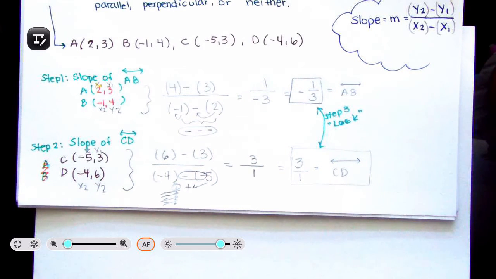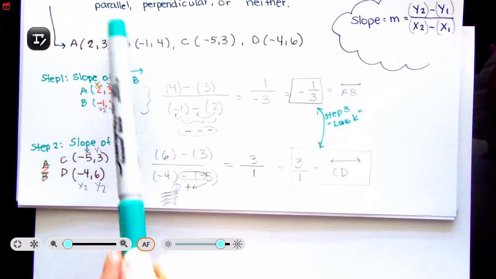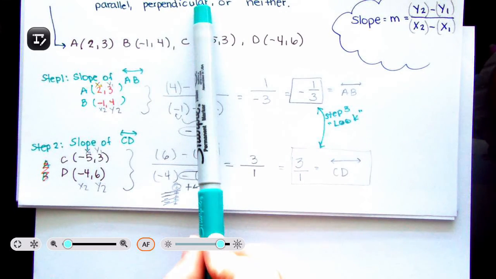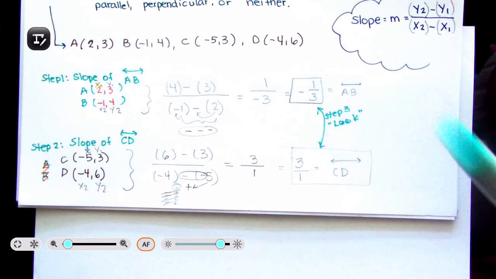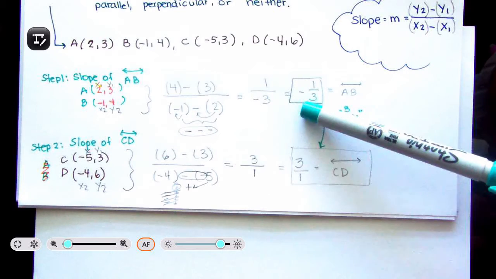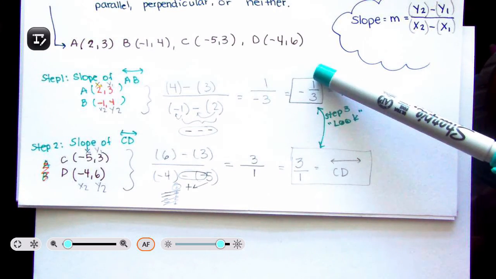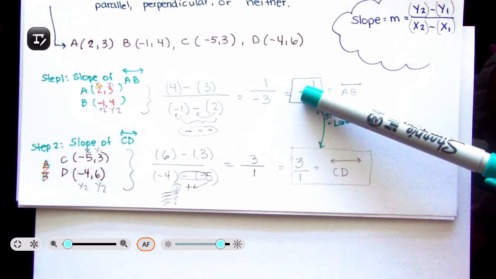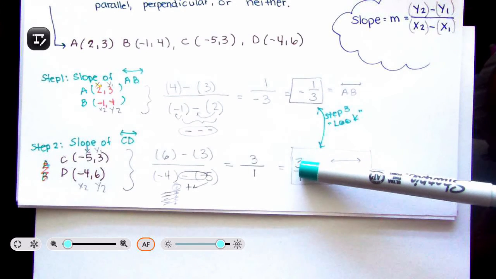Let's try the second one, perpendicular. So with the process of elimination, the first one, parallel, didn't work, so we're crossing that out. The second one is perpendicular. Are my slopes perpendicular? Well, let's see. Do I have the opposite? Do I have a positive that goes to a negative, or a negative that goes to a positive? Yes, I have a negative that goes to a positive.